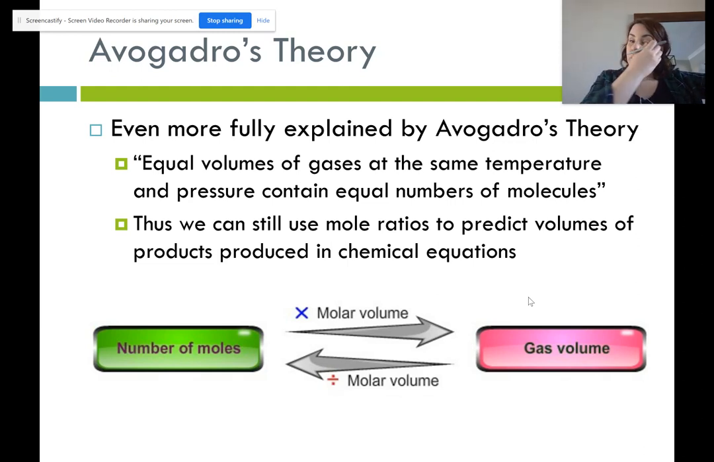So what's neat about this is we can actually use our mole ratios like we've been previously using to convert between moles, to convert between volumes of gases, because we can assume they have the same number of particles if at the same pressure and temperature.